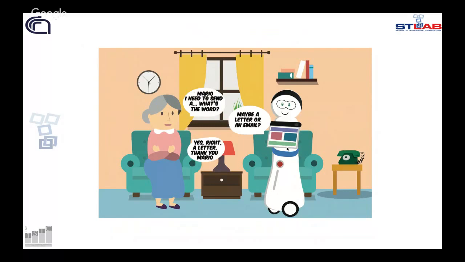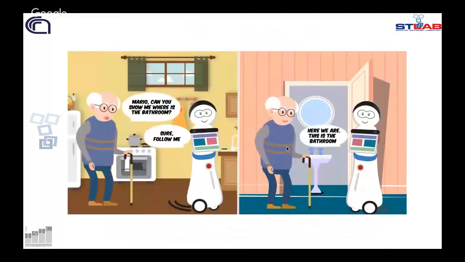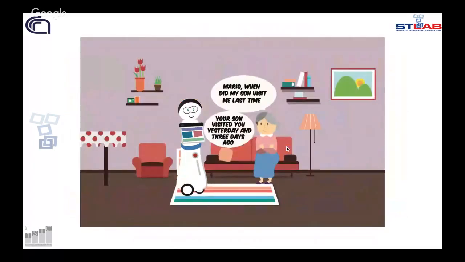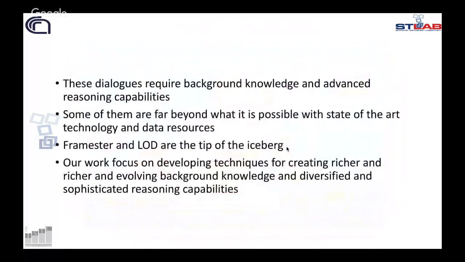And then Mario should be able to say, maybe it's a letter, and help the person. Or show a place, or ask about recent events, personal events, so help with personal memories. So all these dialogues actually require background knowledge and advanced reasoning capabilities, and some of them are far beyond what is possible with what we have today.